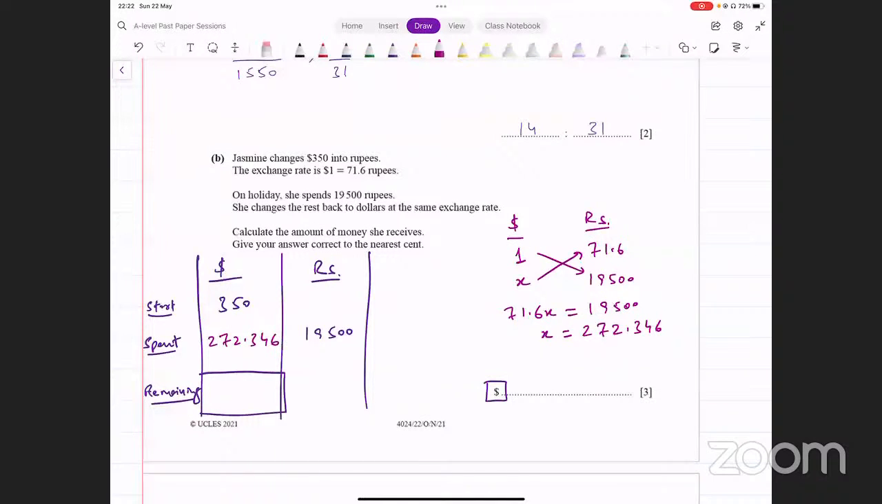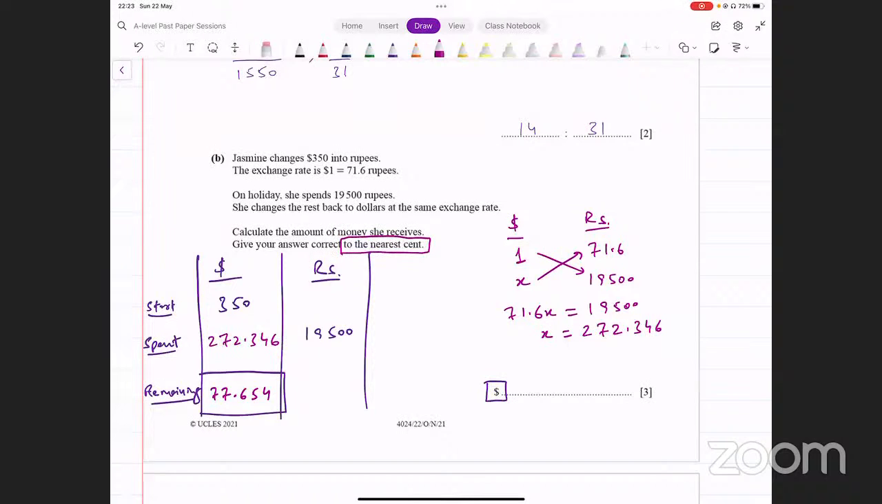272.346. अब मैं यहाँ से सब्ट्रैक्ट कर लेता हूँ, 350 में से माइनस कर दिया अमाउंट, and that gives me 77.654. ये मेरे पास रिमेनिंग अमाउंट रहेगी डॉलर्स के अंदर. उसने कहा था गिव योर आंसर करेक्ट टू द नियरेस्ट सेंट. अगर आप ये नहीं करेंगे आपका 1 मार्क कट जाएगा. तो आपने जो आंसर देना है, इट हैज टू बी टू द नियरेस्ट सेंट.